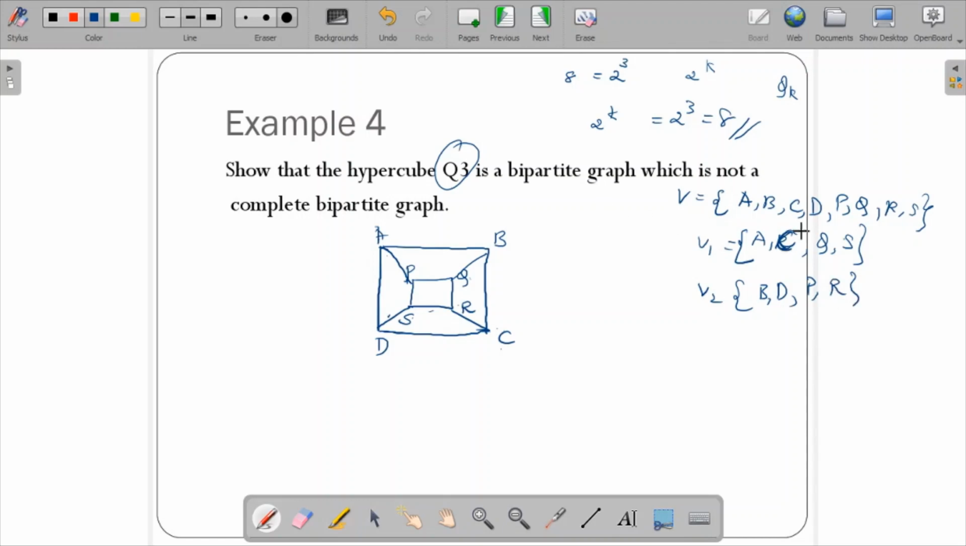I hope you remember the definition. It should be disjoint. That means there should not be any connection between these vertices. There should not be any connection between A to C or A to Q or A to S.